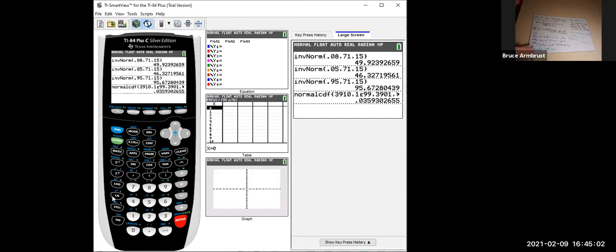Right? We find that this probability was 0.0359. So that's under 4%. There's an under 4% likelihood that the total amount of sugar is going to be more than 3,910 grams.